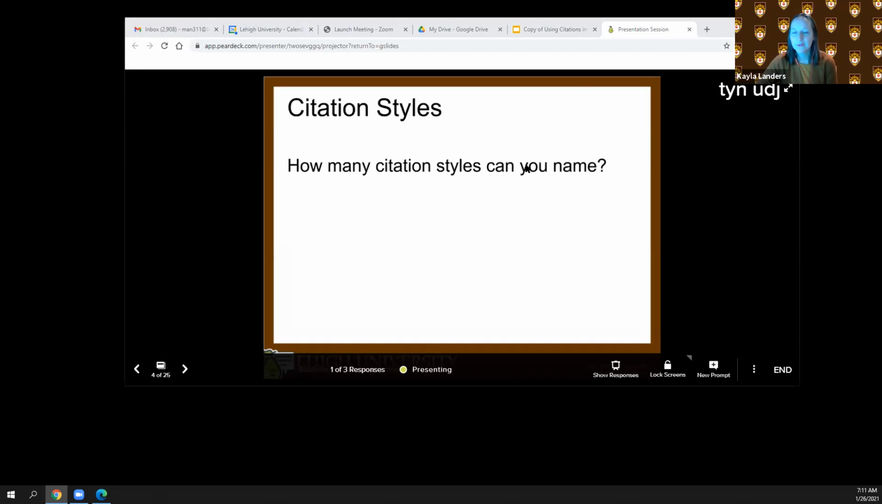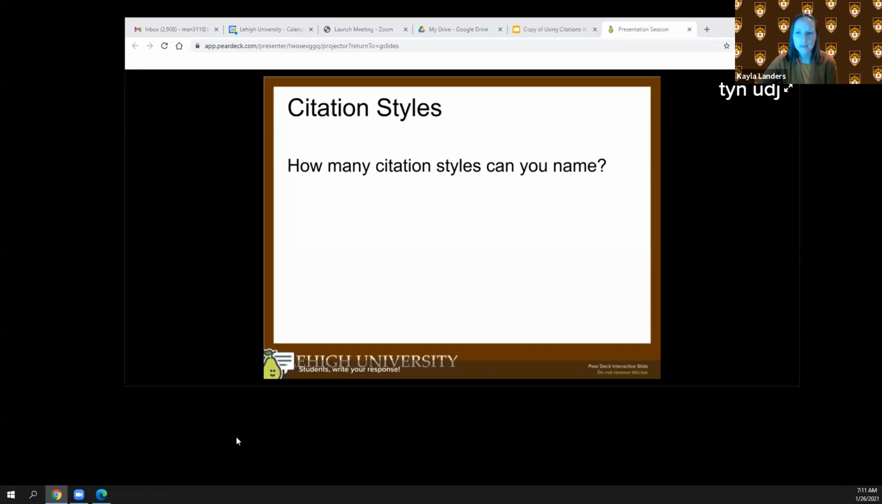We're not going to test you then on how well you know them. We just want to see which ones you're most familiar with. So we'll give you a minute to add into the Pear Deck. If for some reason you can't get in the Pear Deck, just add it in the chat. It's fine. Just list which ones you know. Just get an idea of where everyone's coming from.